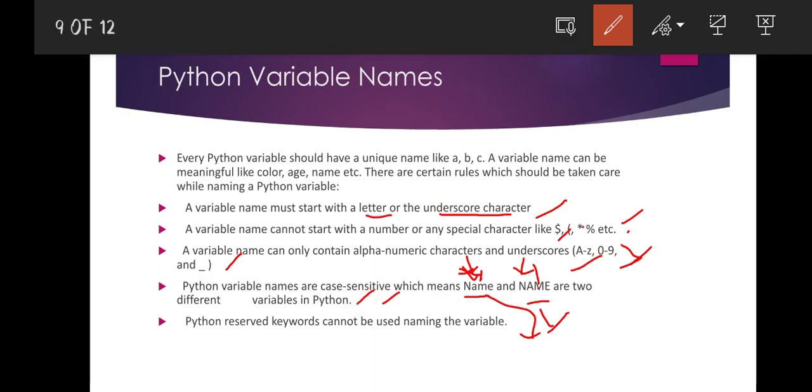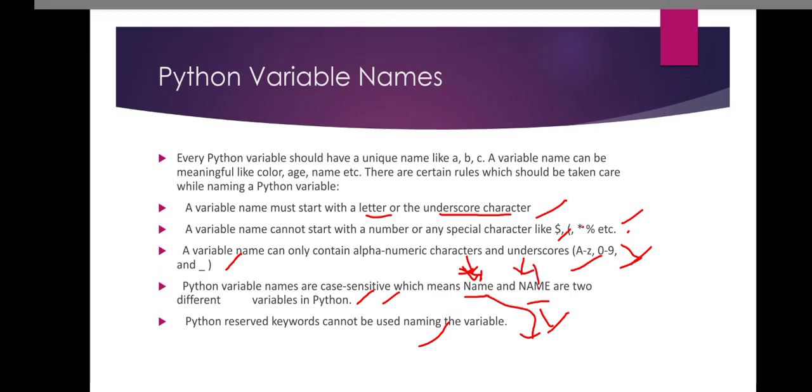And the other rule is, Python reserved keywords cannot be used for naming a variable. In every language we have some reserved keywords. So in Python we also have some reserved keywords, and for naming a variable we don't use reserved keywords. So these are some of the rules to name a variable.